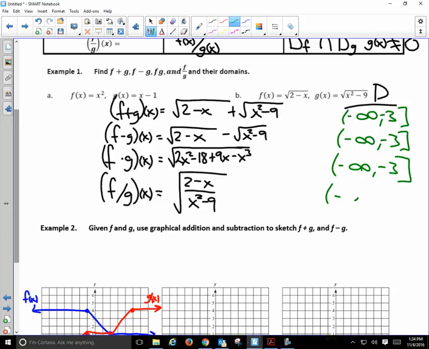And for the last one, it's really just the same thing, but I have to consider where the denominator is equal to 0. The denominator would be equal to 0 at 3 and -3. And right now, this does not include 3, but it does include -3. So what do I do?